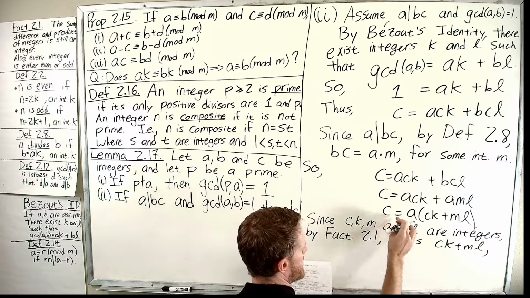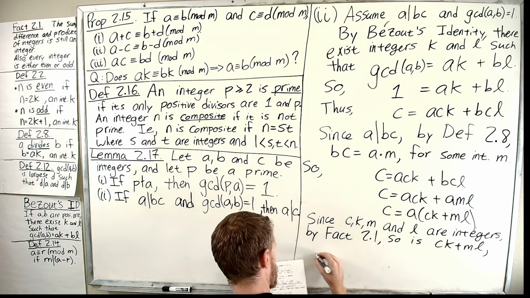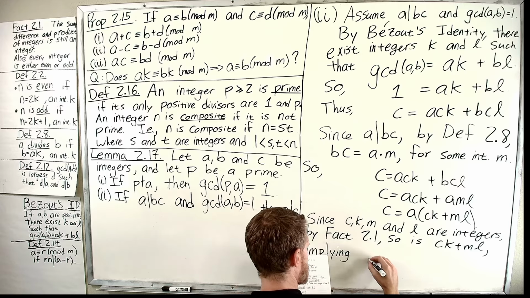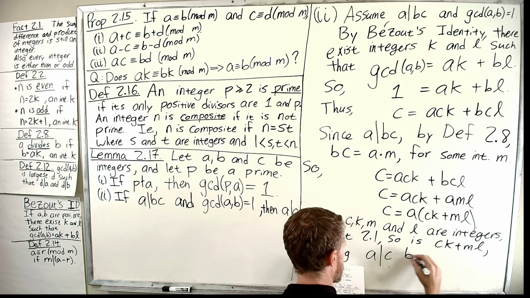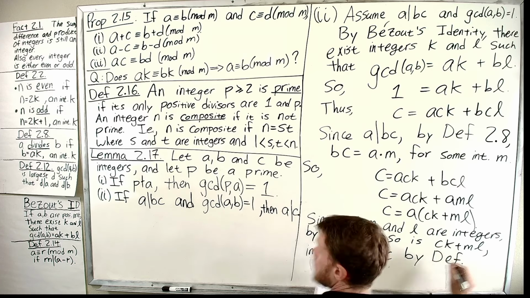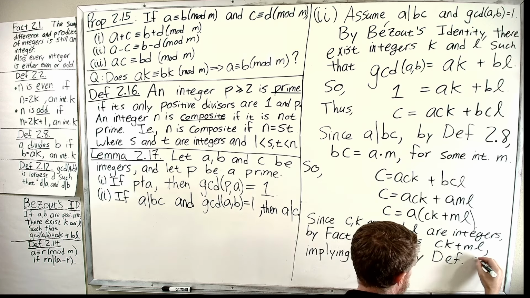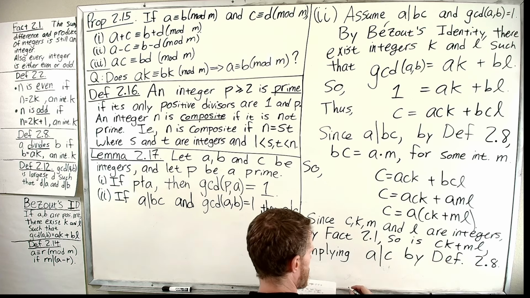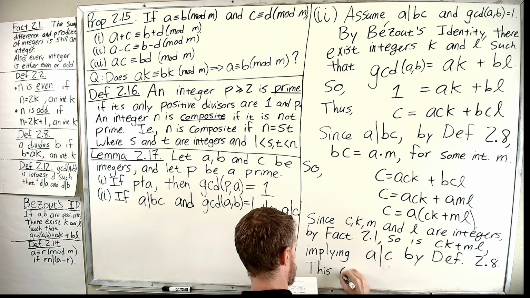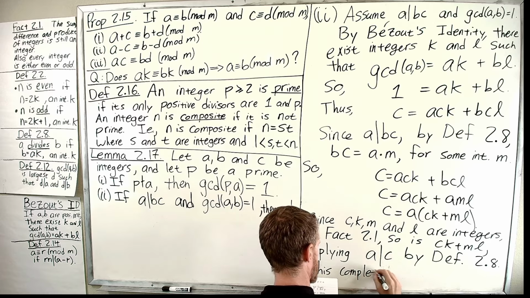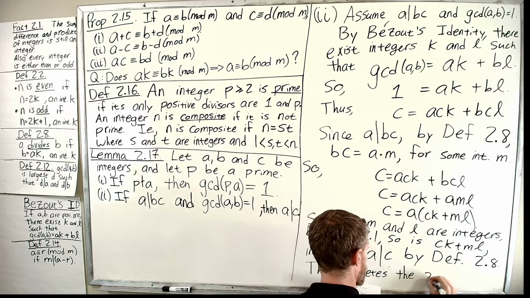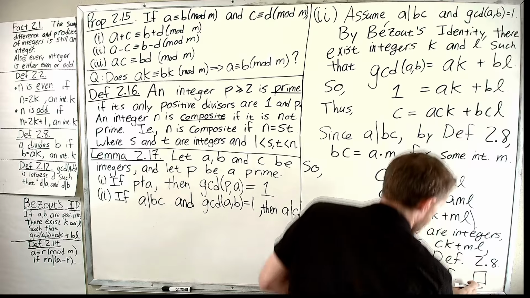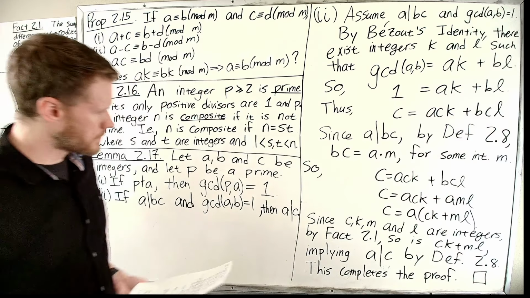And now we have C equals A times an integer. And that implies A divides C by the definition of divides, which was 2.8. This completes the proof. Got it. Okay, there you go.